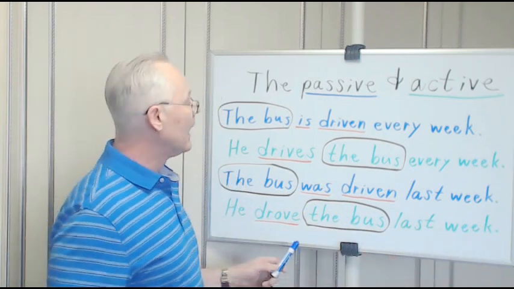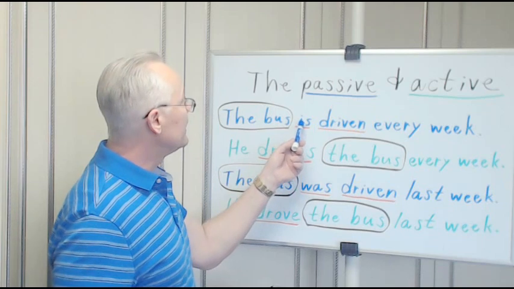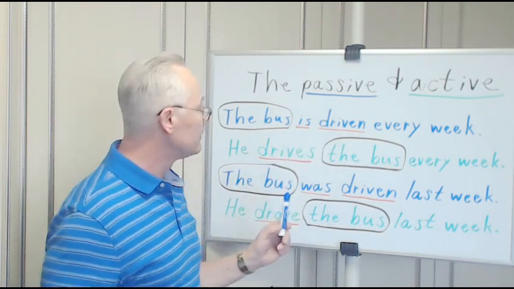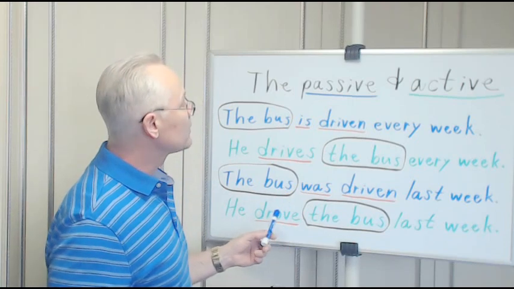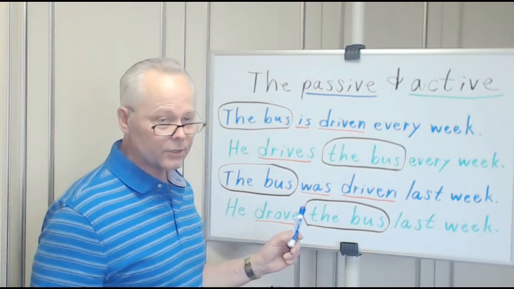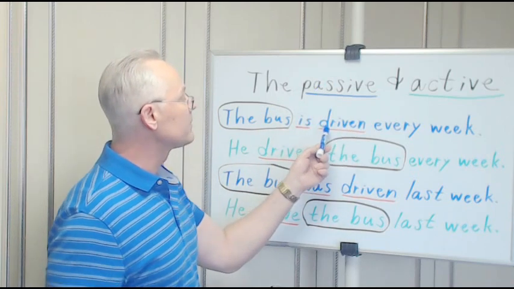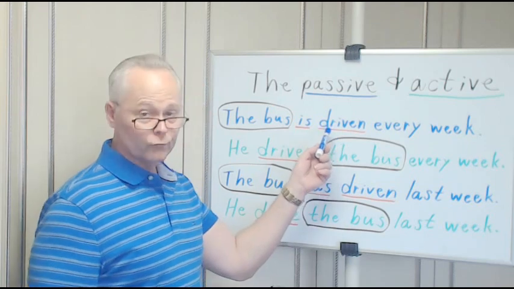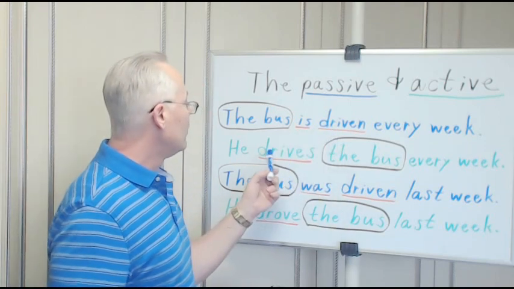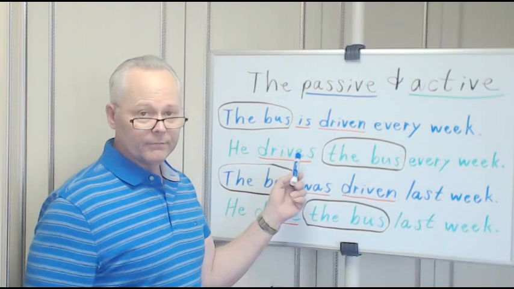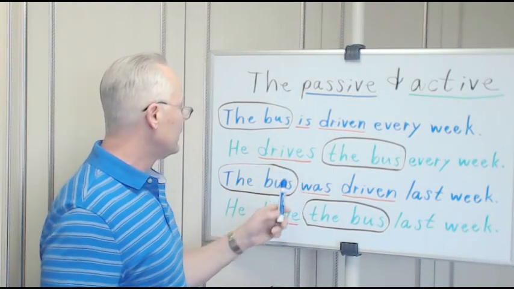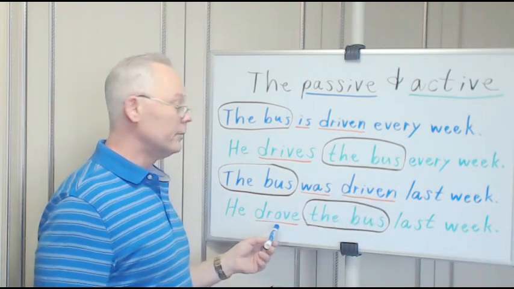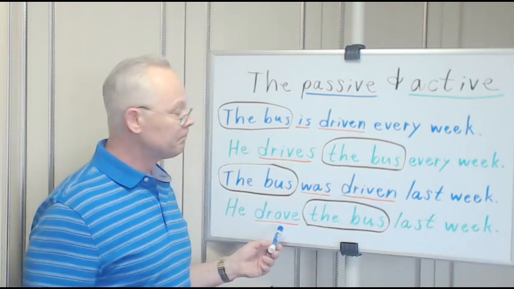Okay? Now, here we talked about is for passive. We talked about was for passive. And we also talked about we need a past participle for the passive. Well, here's our past participle, driven. Drive, drove, driven. Down here, we're using the word drives, which isn't a past participle. Here, again, driven. Here, we're using drove, which is a simple past.